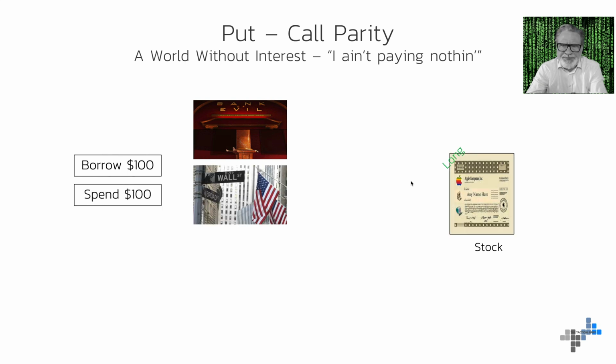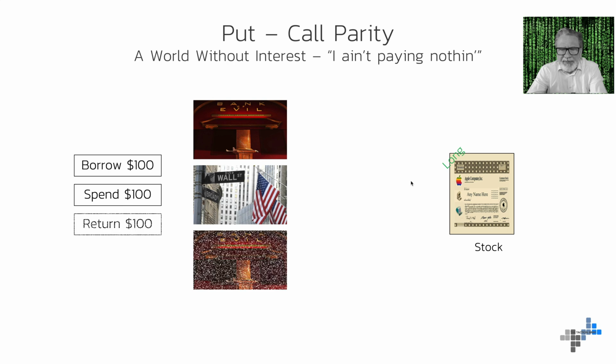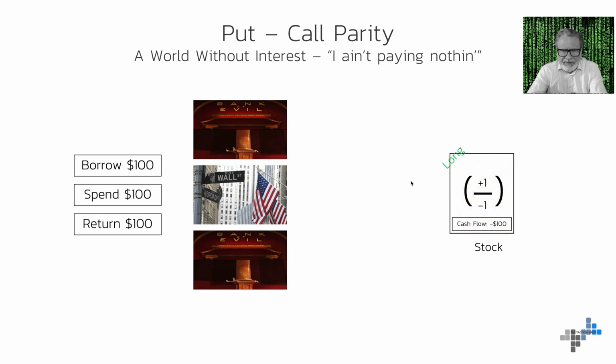You spend this money and buy yourself a wonderful share of Apple stock at the price of 100. And after you finished your speculation, let's say a year from now on, you obviously have to pay the money back to the bank where you borrowed the money from, and you will have this money by selling the stock. If the stock has gone to 200, you have a nice profit. If the stock has a loss, you'll have to cough up the money somewhere, but the Bank of Evil wants their $100 back. And in a scenario without interest rates, to finance this position costs you exactly zero.